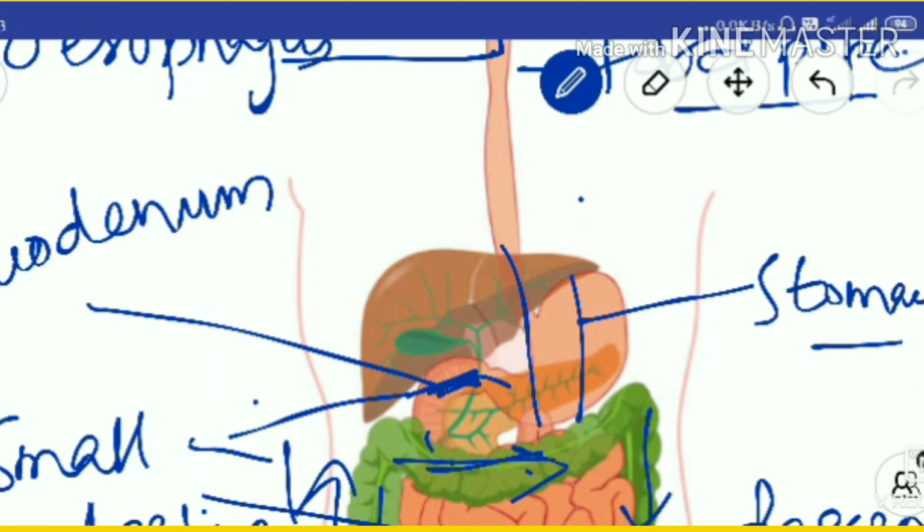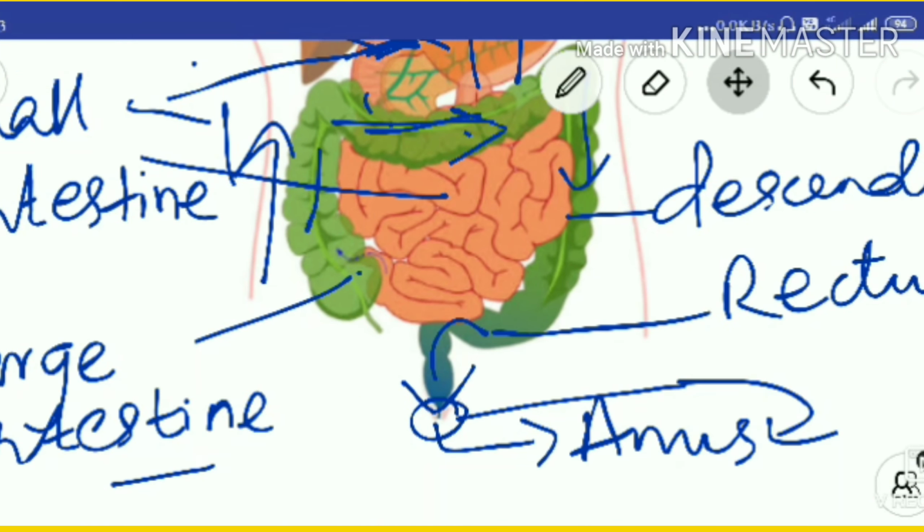Then after the duodenum, see, the long coil structure, actually that is called jejunum, ileum and all, that we will study in higher class. And after that, the large intestine starts. How can you distinguish the large intestine from the small intestine? See, in the small intestine the coil is very small, the tube is very small, but once it enters into the large intestine, it is wide.